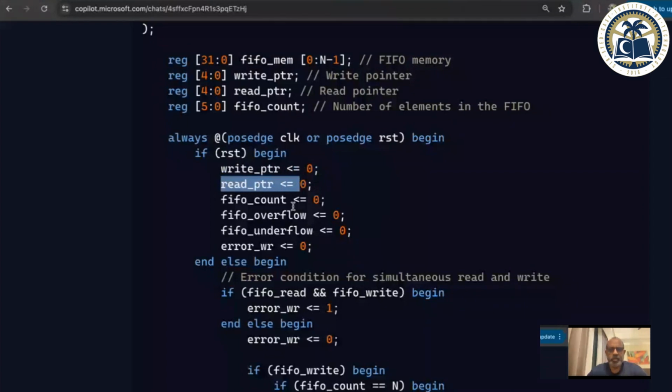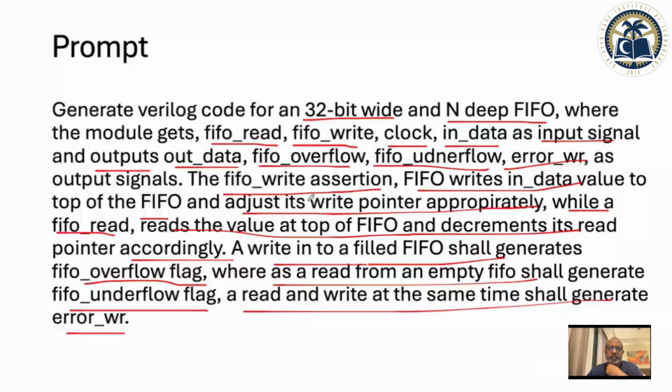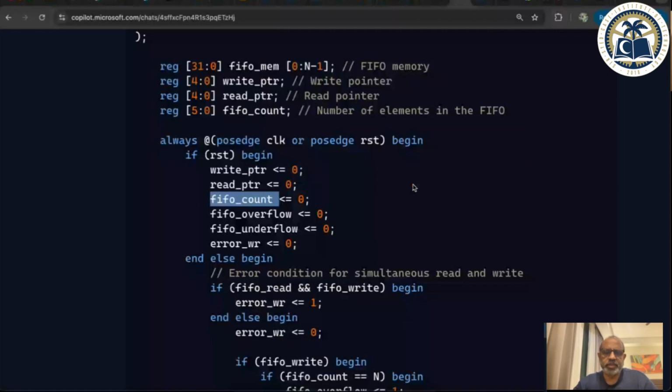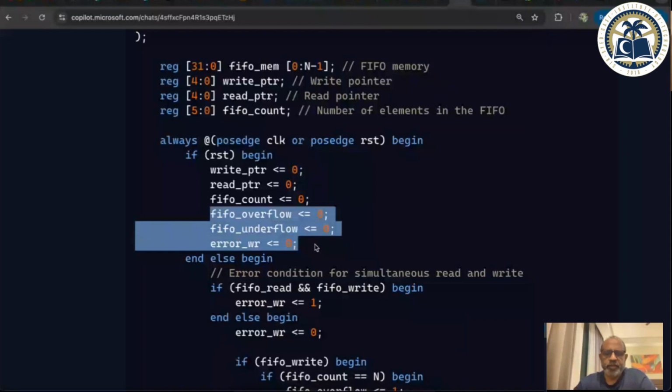So I want this write pointer to be a register, I need this read pointer to be a register, and I need FIFO count to be a register, because if you remember, I have made three registers: read pointer, write pointer, and the count. But the error signals need not be registers. These three error signals should just be the status of the FIFO. But it has made them registers because they are appearing on the left-hand side of the procedural block.